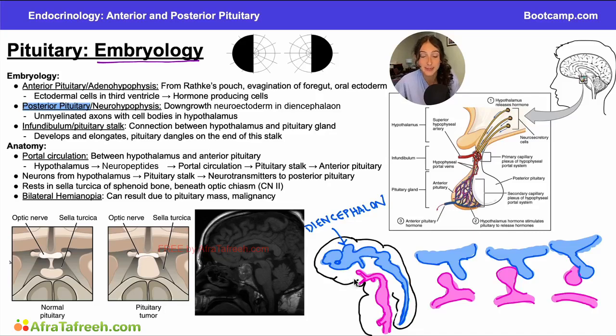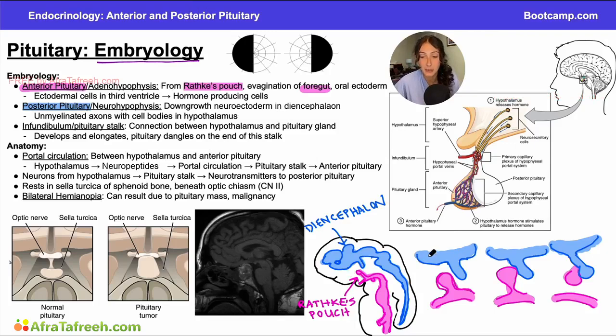And in pink, this is going to be our foregut. And most specifically for this video, we are going to be concerned with that part of the foregut called Rathke's pouch. So Rathke's pouch, an evagination of the foregut, is what's going to give rise to our anterior pituitary. So posterior pituitary: diencephalon from our neural tube. Anterior pituitary: Rathke's pouch, this part of our foregut.